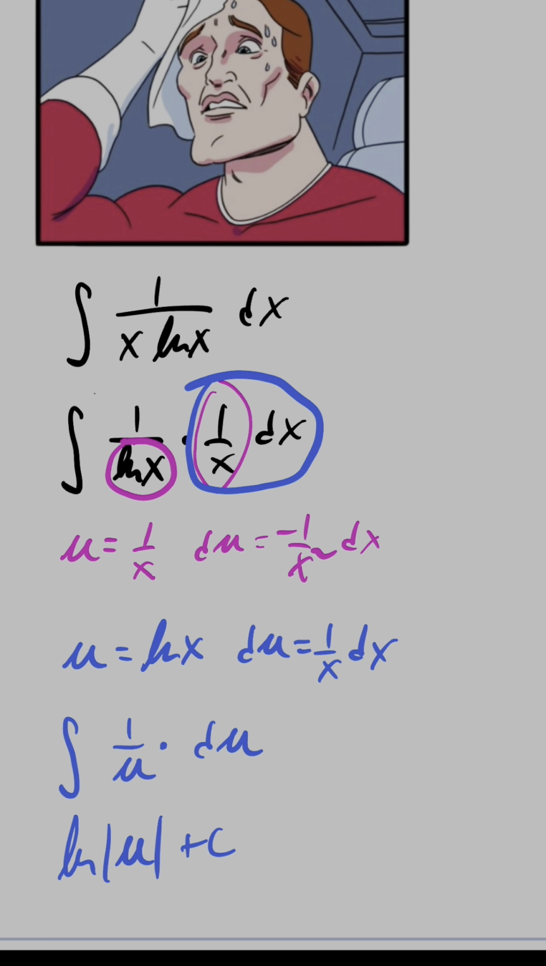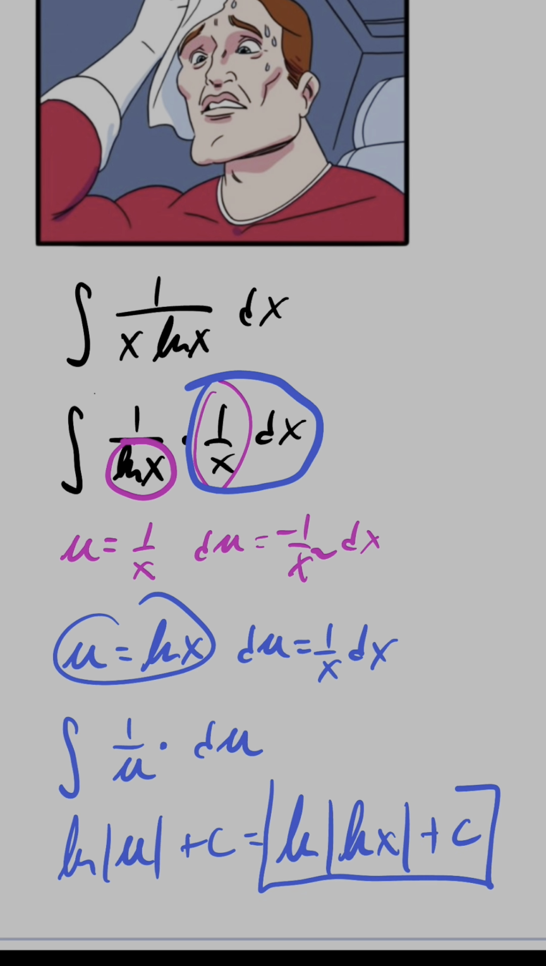And then when I replace u with what it actually is, the natural log of x, this simply becomes the natural log of the natural log of x plus a constant. And there it is. Done.